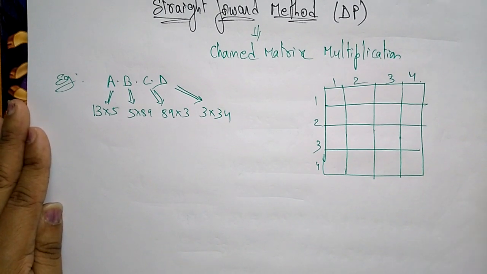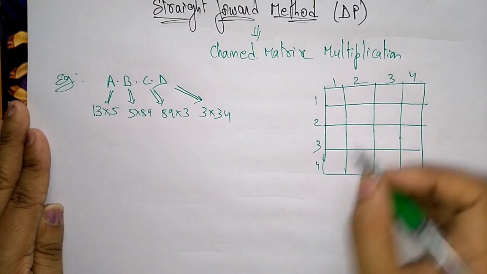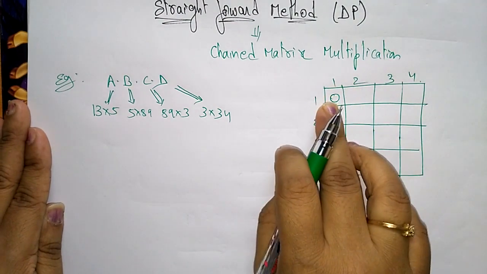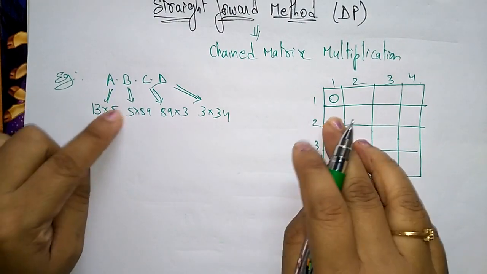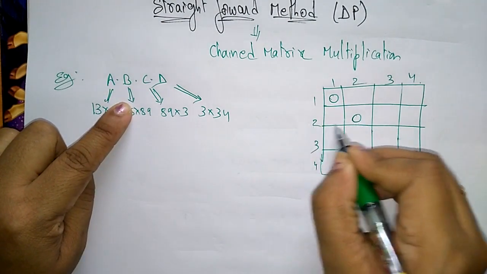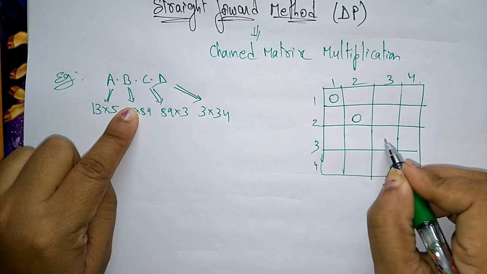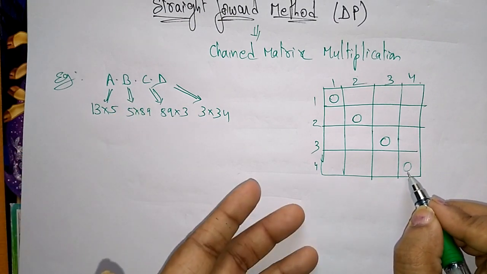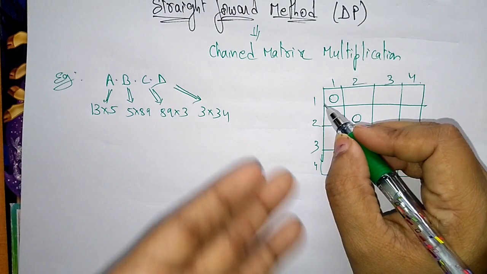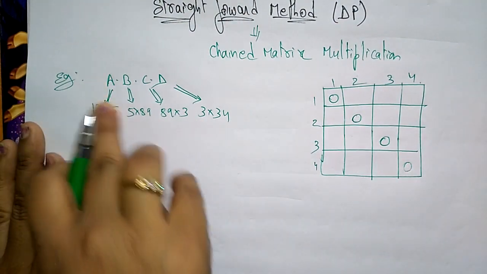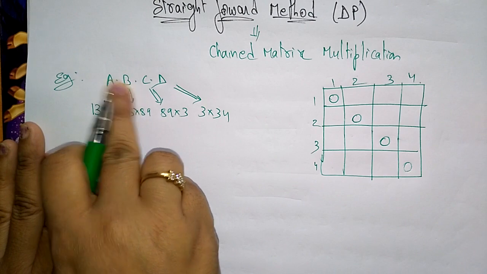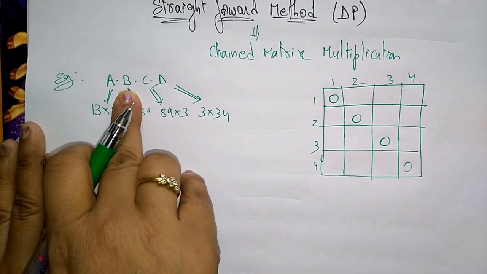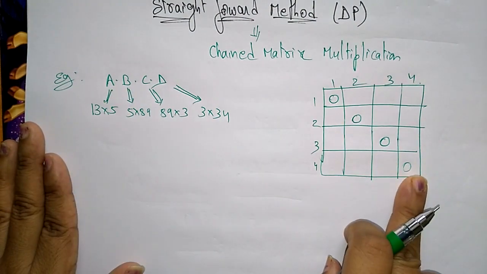First, the cost of A is 0 because it does not multiply with any value. In the same way, for the 2 by 2 entry, the second row and second column, the cost of B is 0, and C is 0, and D is 0, because they do not multiply with any value. A cannot multiply with A, B cannot multiply with B, because we have to multiply A into B, or B into C, or C into D, or A into C, like that. A into A is not there. That's why we are keeping all zeros here.